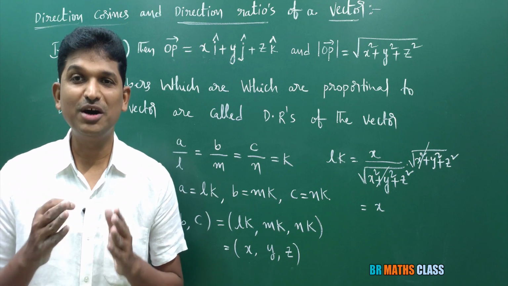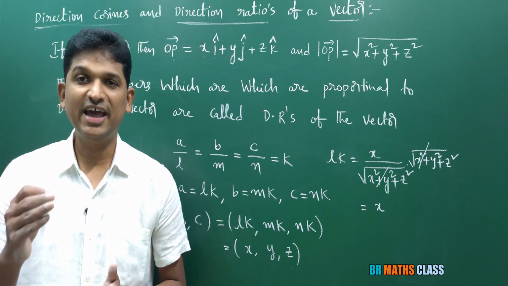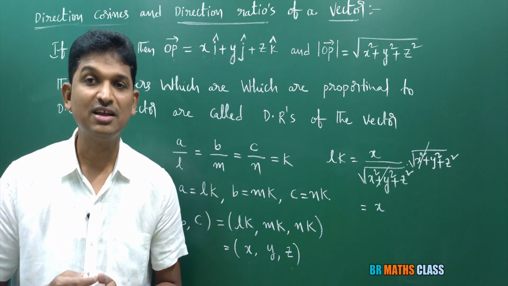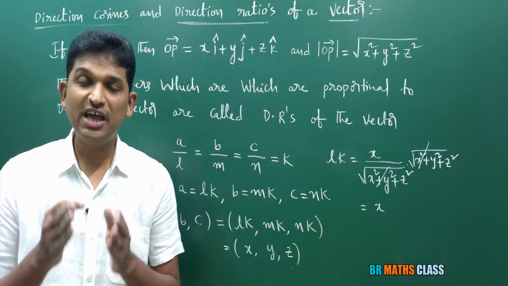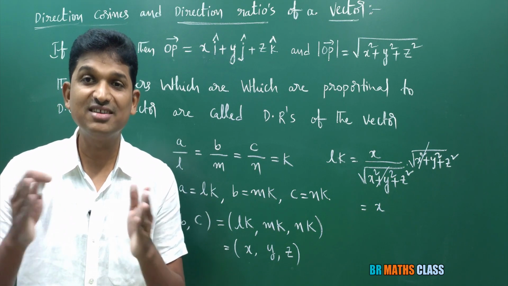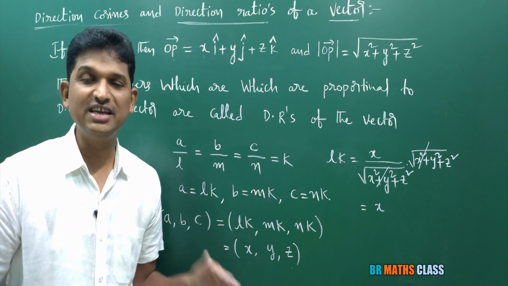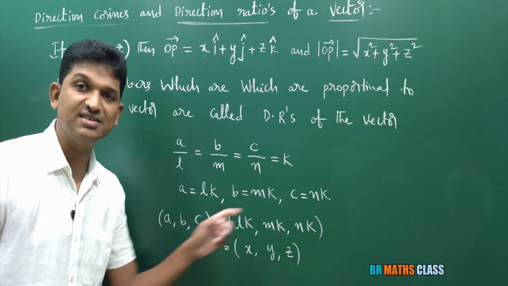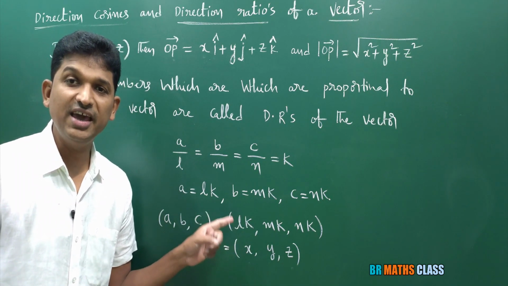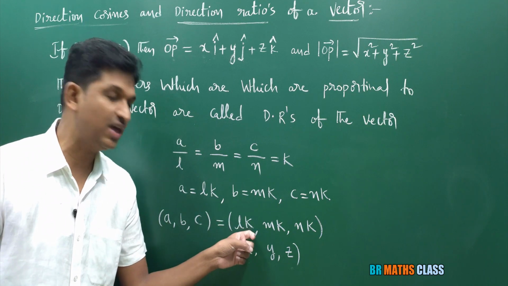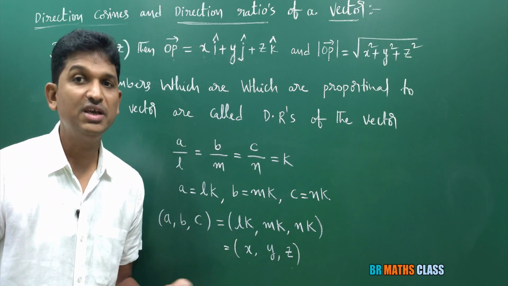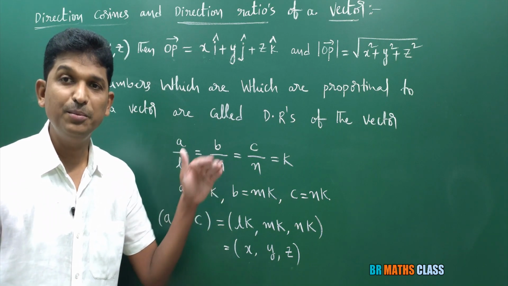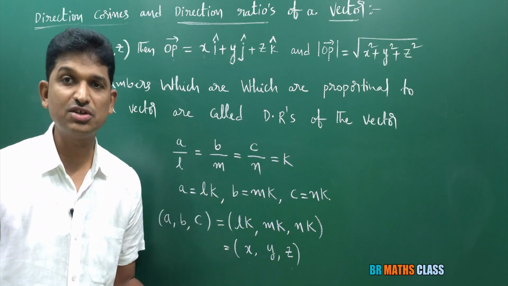If three numbers a comma b comma c are proportional to the direction cosines of a vector, then those three numbers are known as direction ratios of that vector. What important point you learned: for every vector, their scalar components act as direction ratios. That is the reason I explained here. And one important point here: a is lk, b is mk, c is nk, like that we got now. K is any scalar. In place of k, if I write 1, L, M, N also act as direction ratios of that vector.